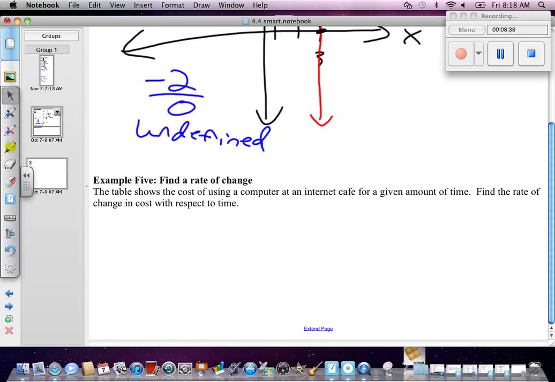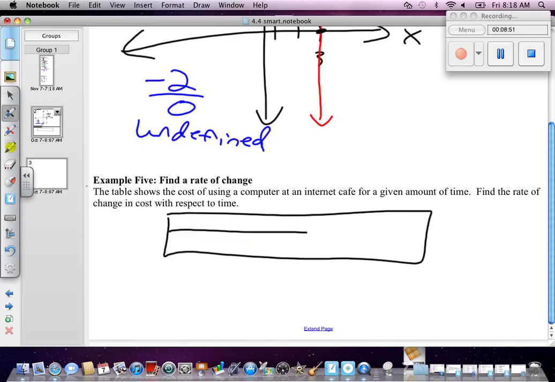Okay. Last thing on here is we've got a table that shows the cost of using a computer at an internet cafe for a given amount of time. We're going to find the rate of change using this table. So your table looks something like this, except yours looks much prettier. We've got time, cost, 2.7, 4.14, 6.21.